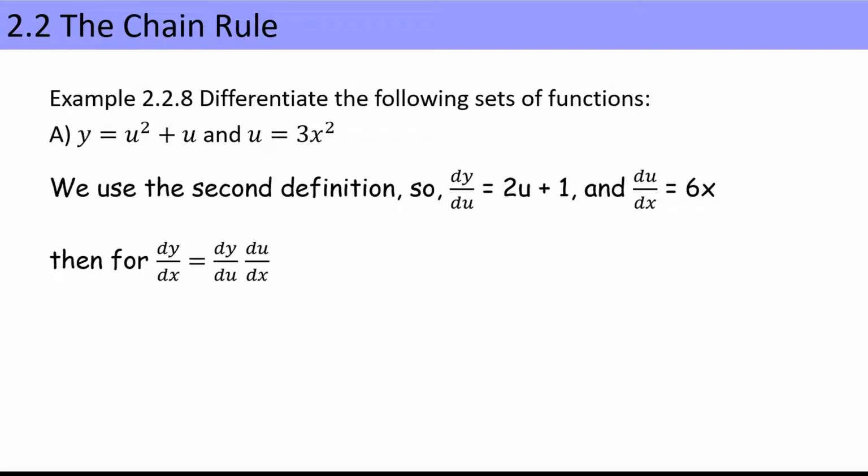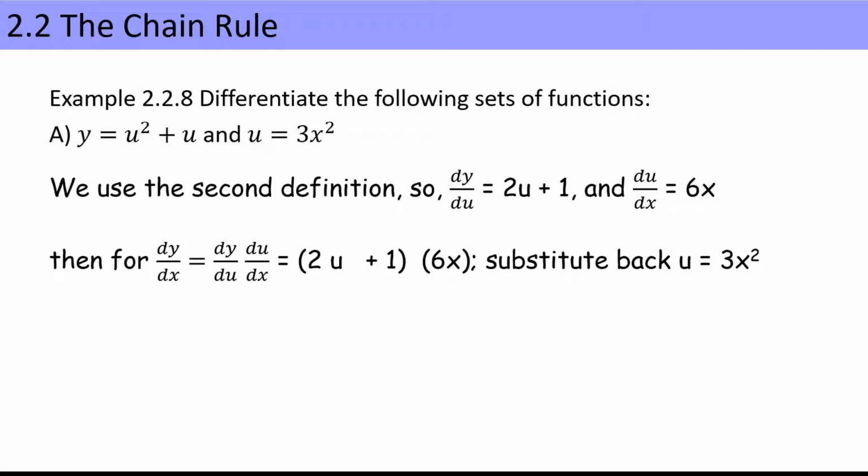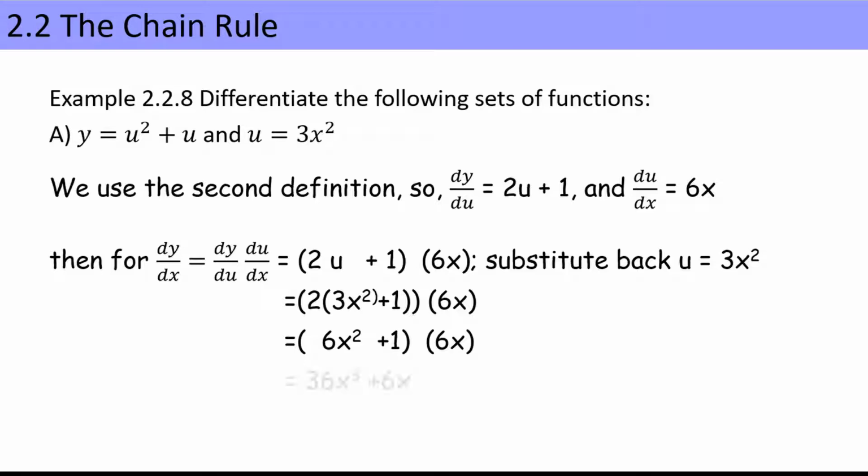Let's set that equal. So dy du is 2u plus 1, du dx is 6x. We will now substitute back u for 3x squared, and we get that is equal to 2 times, where u was, we put in 3x squared, plus 1, we still have times 6x. That is equal to 2 times 3x squared is 6x squared, plus 1. And that is still times the 6x, so we'll distribute the 6x through, and finally we get that dy dx is equal to 36x cubed plus 6x.